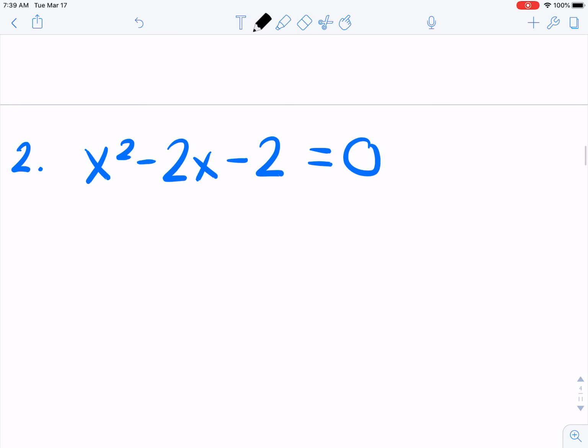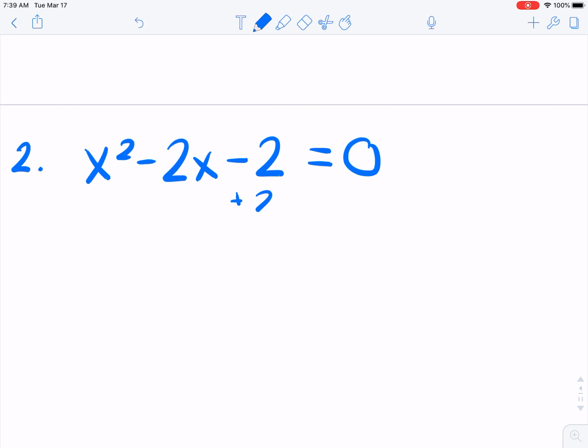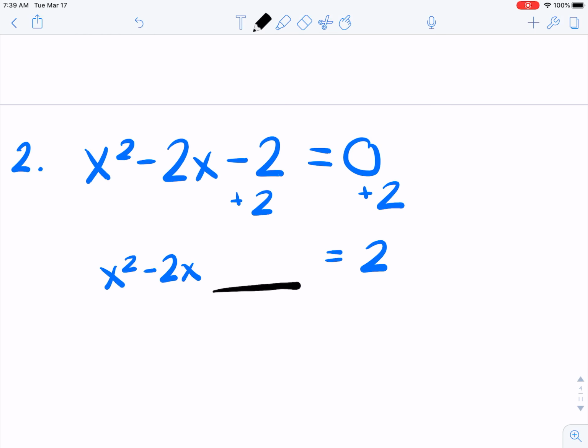Okay, let's try another one. In this one, notice it equals 0. I don't want it to equal 0. I want to open up the space in order to be able to complete the square. So what I'm going to do is add that 2 over to the other side. So again, this is going to open up a space right here that I am going to add the same number to both sides. So now I have to figure out what I'm going to add to both sides.